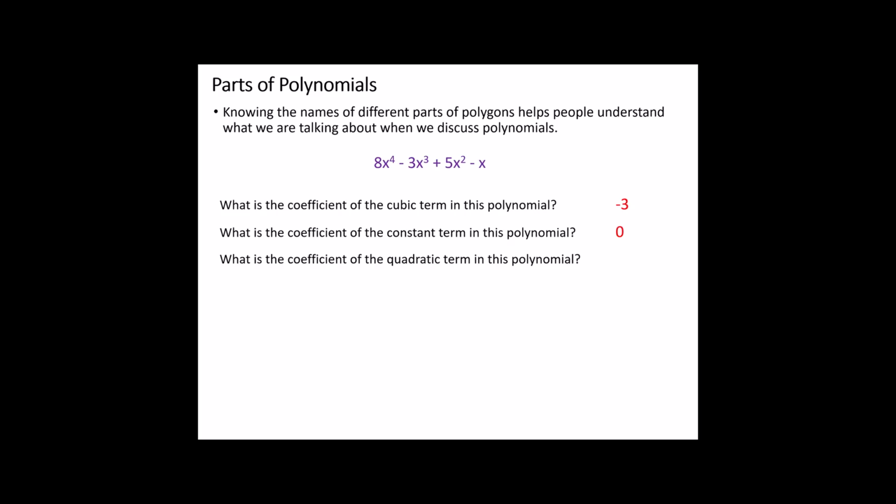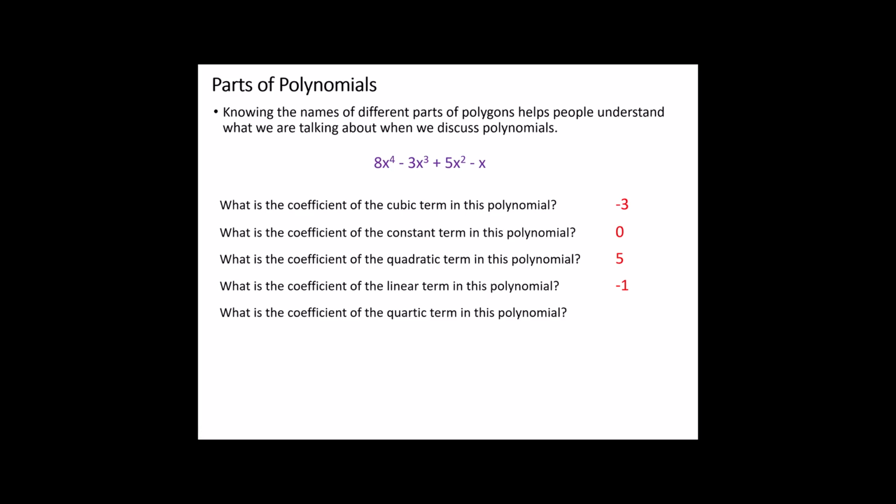The coefficient of the quadratic term. Quadratic refers to x squared, which means the coefficient is the number in front, which is 5. The coefficient of the linear term. Remember the linear one is x to the first power. That's this one right here, x to the first power. Notice there's no number in front, which means it's a times 1. Since there's a minus sign, this would be -1. How about the coefficient of the quartic term? That's x to the fourth power. Hopefully you came up with the 8.